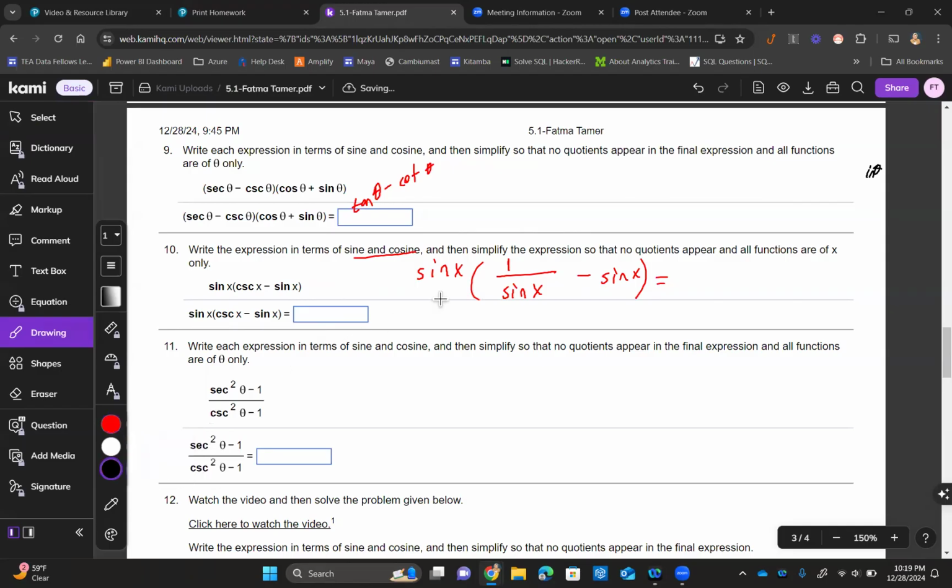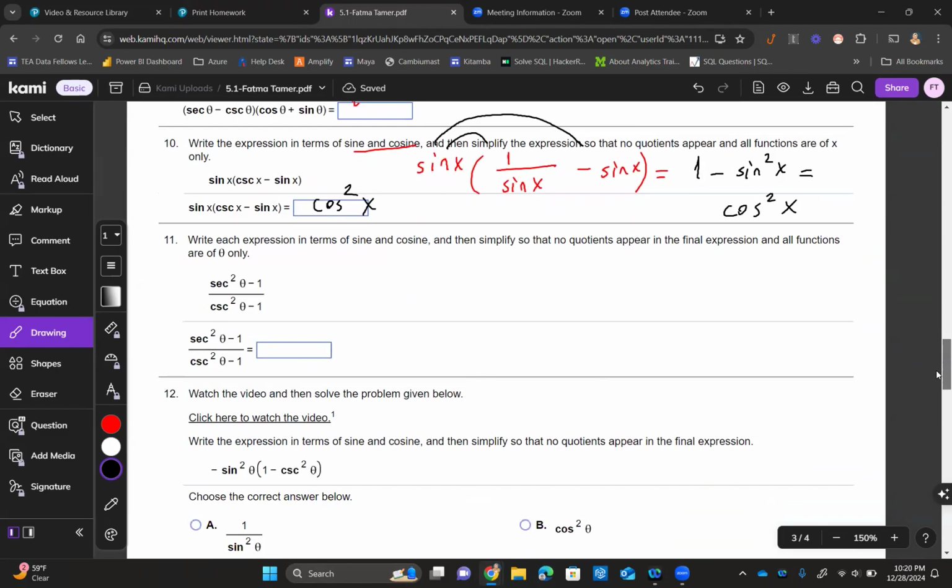I would like to go ahead and distribute sine x over 1 over sine x. The sine x at the top and sine x at the bottom cancel out, and we just get 1. And then sine x times sine x, so it will be connected with a minus. Sine x times sine x is sine squared x. And 1 minus sine squared x is always equal to cosine squared x because of the Pythagorean identity.